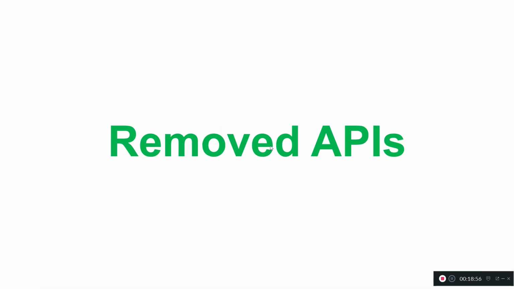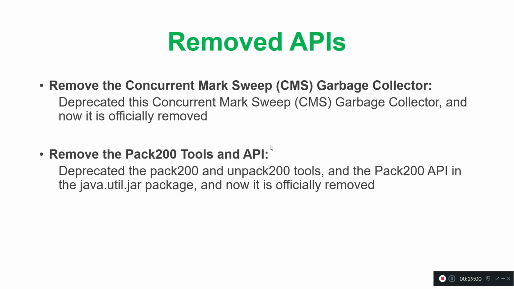These are removed APIs. These APIs were marked as deprecated in previous releases and now they have been officially removed. One is the CMS concurrent mark and sweep garbage collector algorithm. This is being removed and is replaced with the new ZGC garbage collector. And the Pack200 tool, which has also been deprecated, from the java.util.jar package.